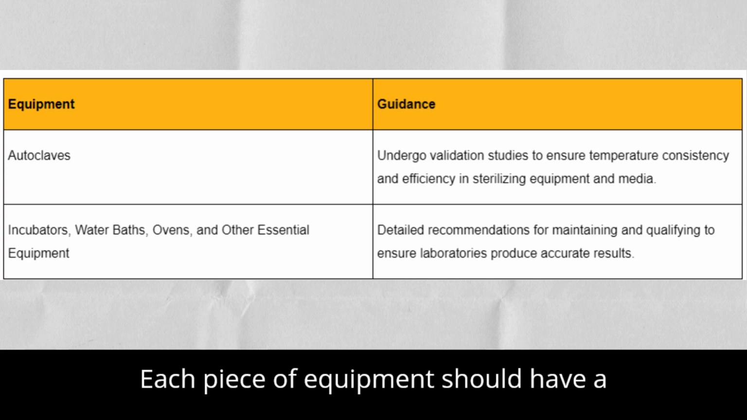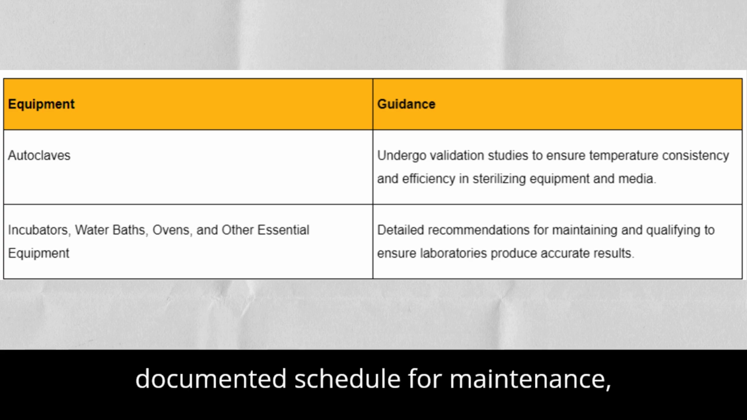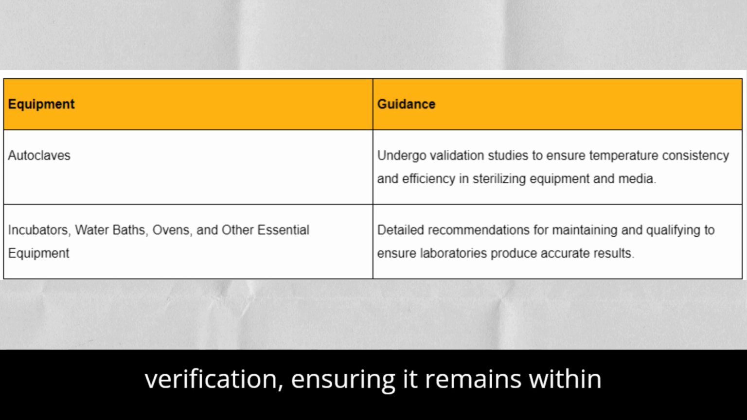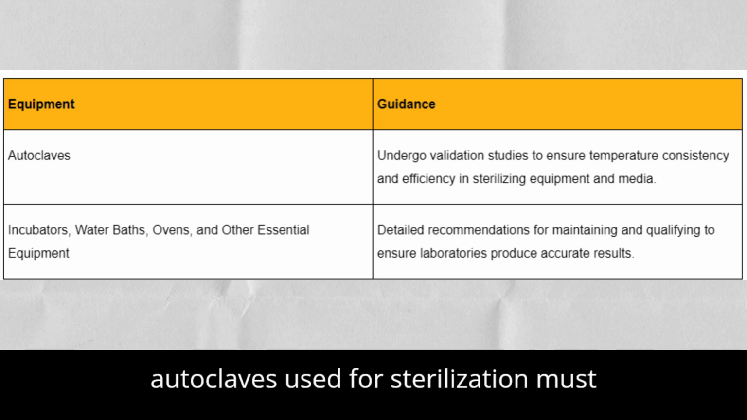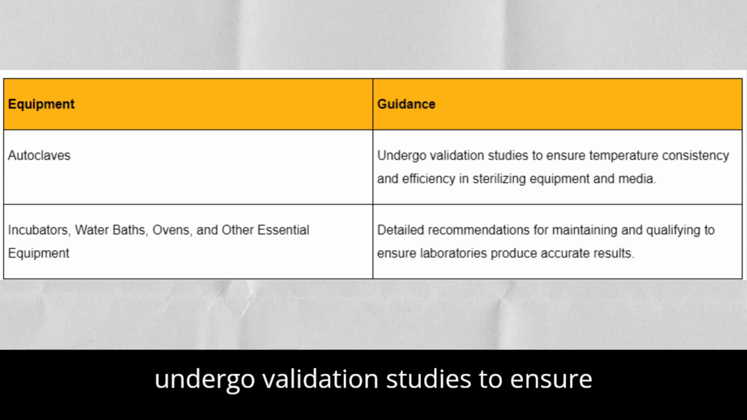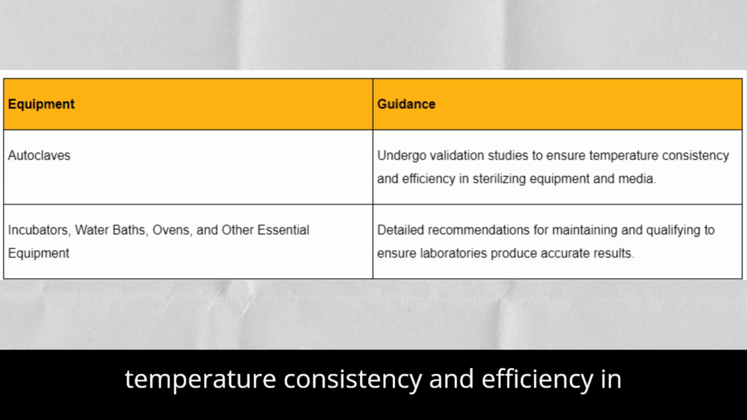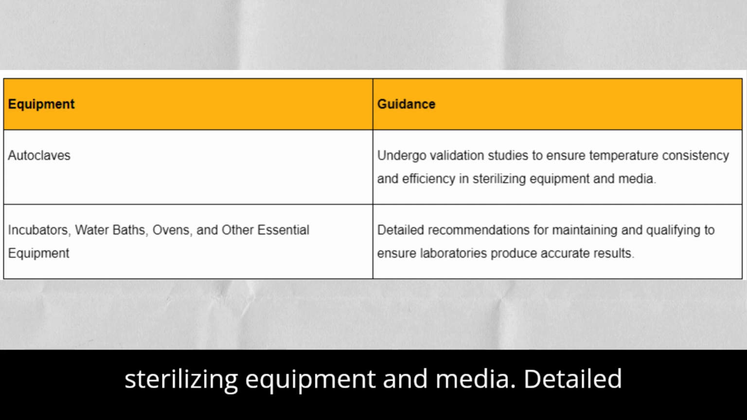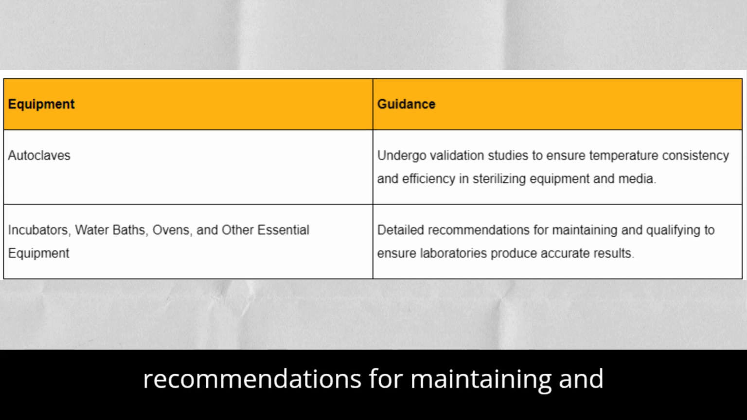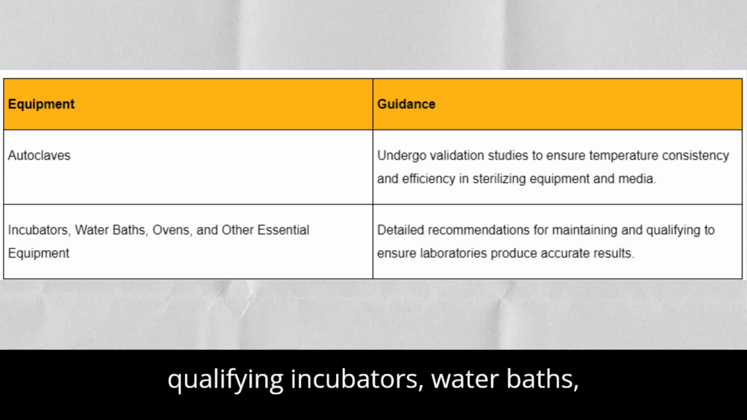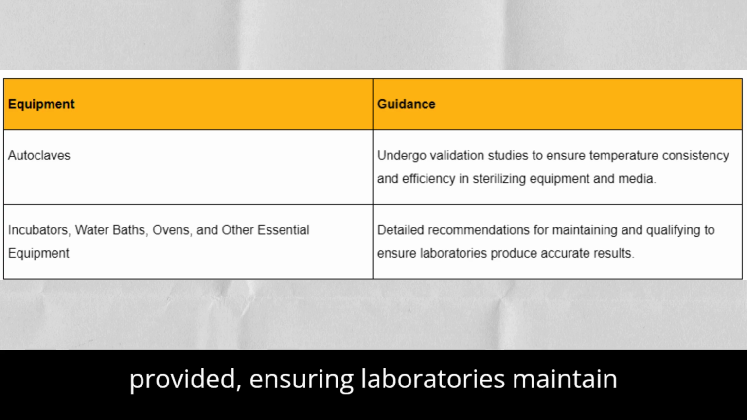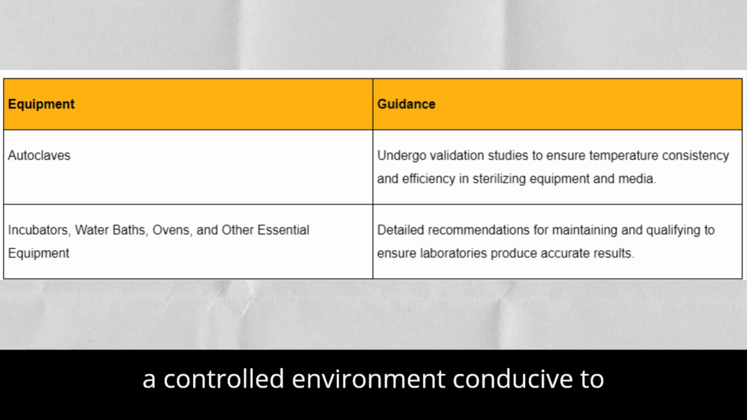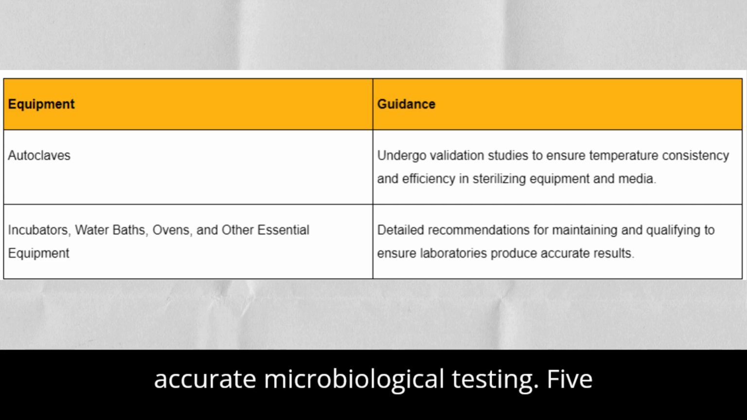Each piece of equipment should have a documented schedule for maintenance, calibration, and performance verification, ensuring it remains within acceptable limits. For example, autoclaves used for sterilization must undergo validation studies to ensure temperature consistency and efficiency in sterilizing equipment and media. Detailed recommendations for maintaining and qualifying incubators, water baths, ovens, and other essential equipment are provided, ensuring laboratories maintain a controlled environment conducive to accurate microbiological testing.